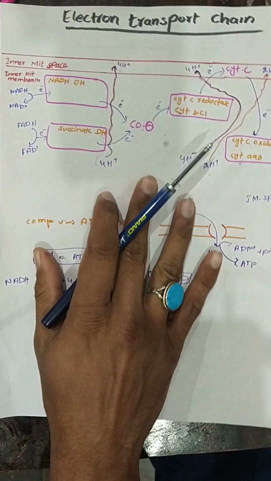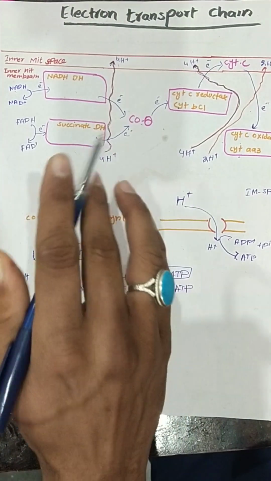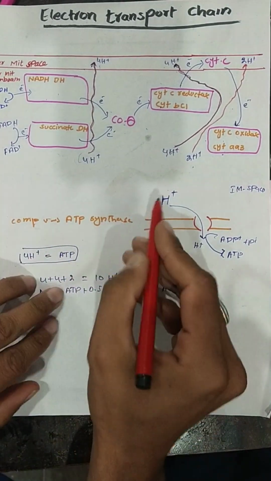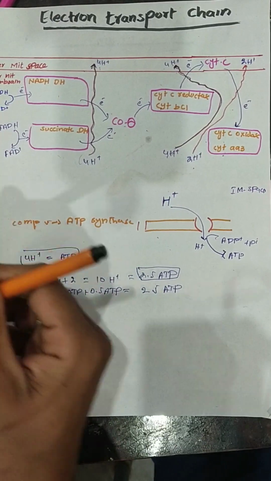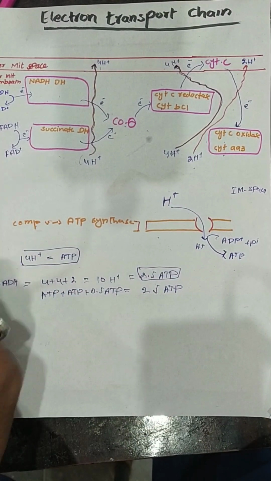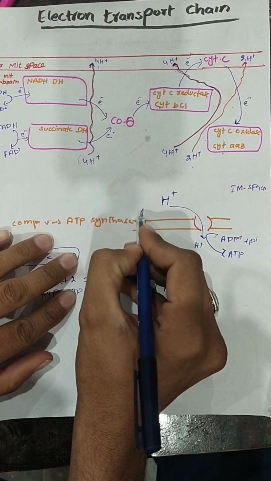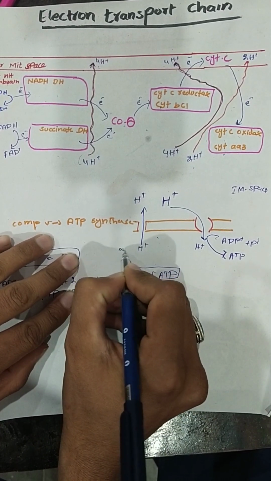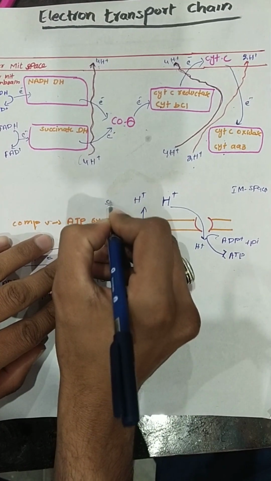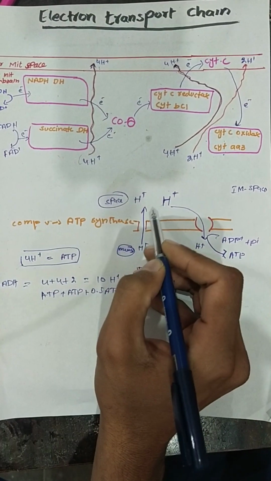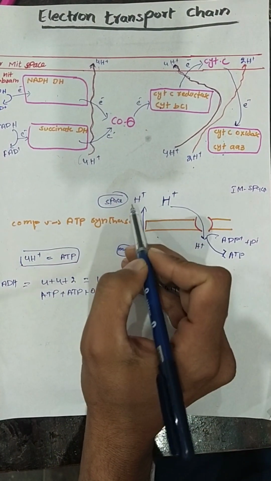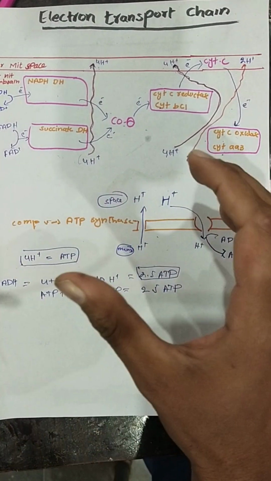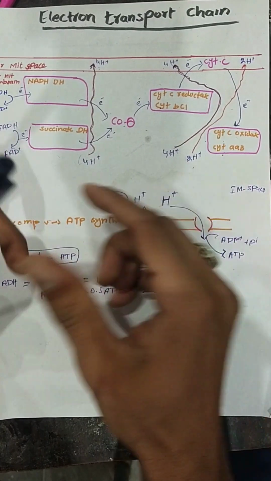Okay, so these hydrogen atoms which are pumped, these are pumped continuously. So I should draw the pump here in this manner. This is the pump which is continuously pumping the hydrogen atoms from the inner mitochondrial membrane, this is the membrane, into the intermembrane space. So these hydrogens are accumulated in a huge amount in the intermembrane space.